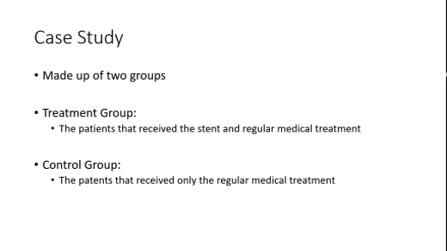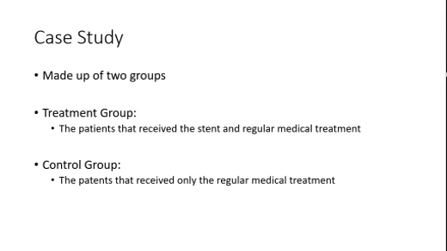So, a case study needs two different groups. It needs your treatment group and your control group. Now, your treatment group is the patients that would receive, in this case, the stent and then regular medical treatment. So they're the ones that are being treated with whatever it is you want to test. So if it's a new medicine or vaccine or anything like that, the treatment group are the ones that are getting that medicine.